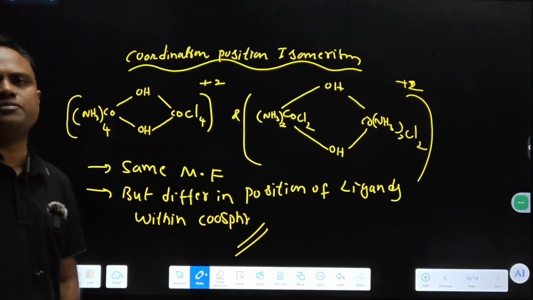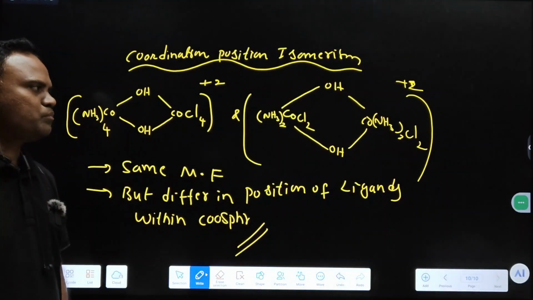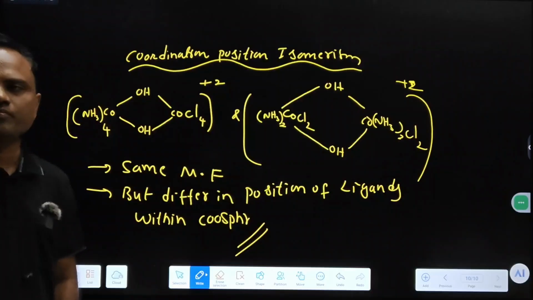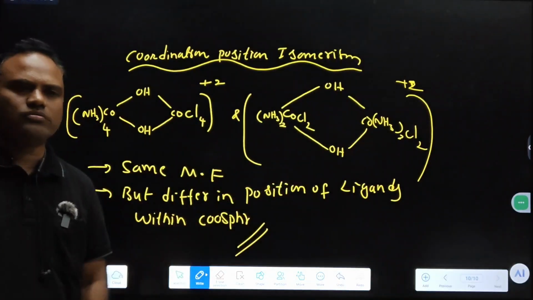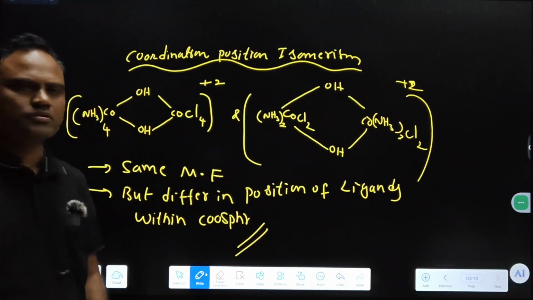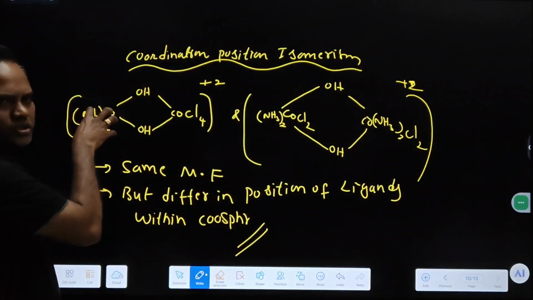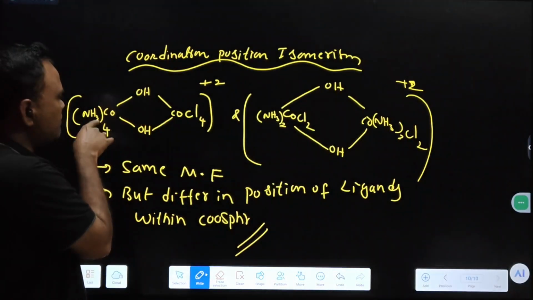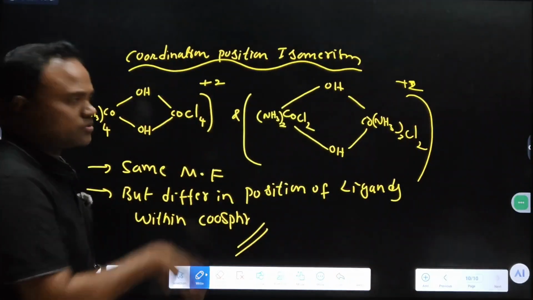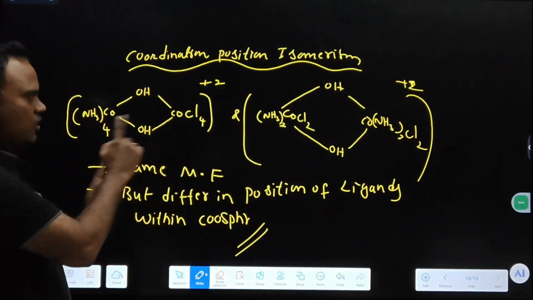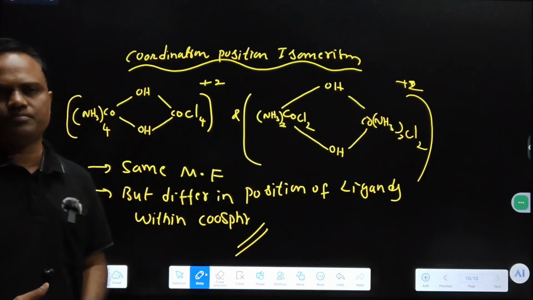Yes, only in a bridged complex it is possible. Can we call these two ionization isomers? No. Linkage isomers? No. So the only possibility is position. Why? Because you are changing the position of amines. Here amines are sitting at this place, and you are changing their position. 4 chlorines are sitting in one place, and you are changing the position. Within the coordination sphere, you are changing the positions. So coordination position isomerism. Got it?